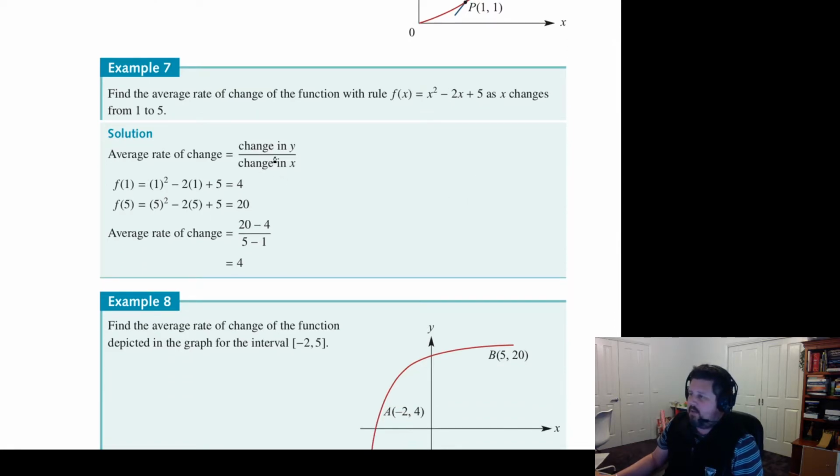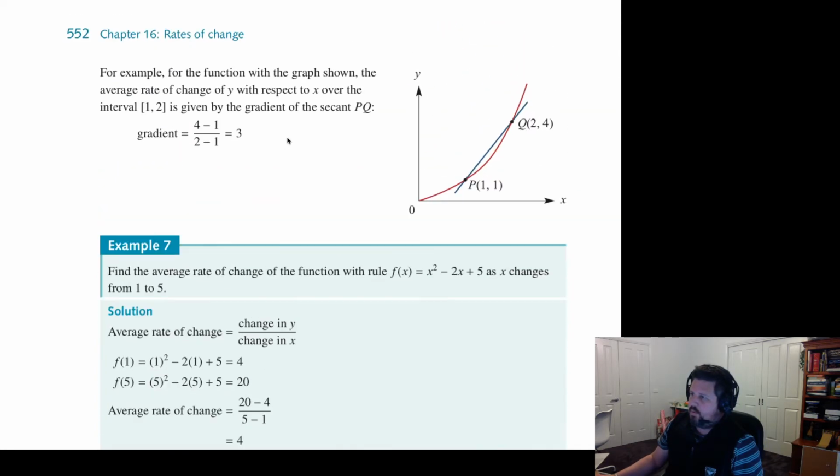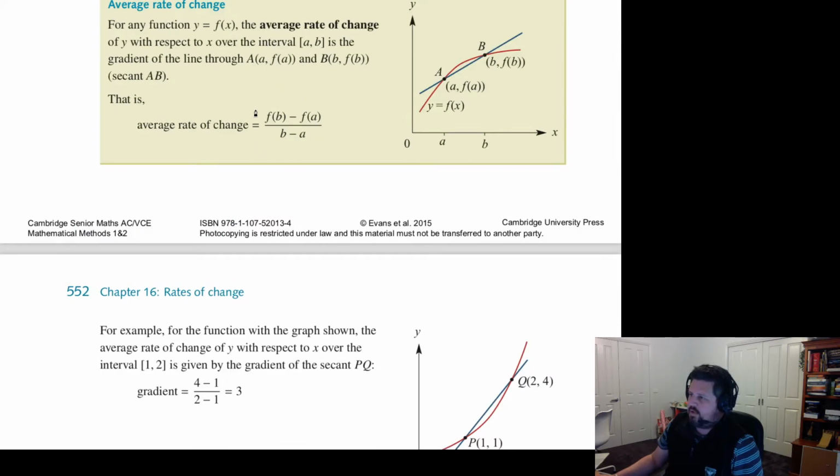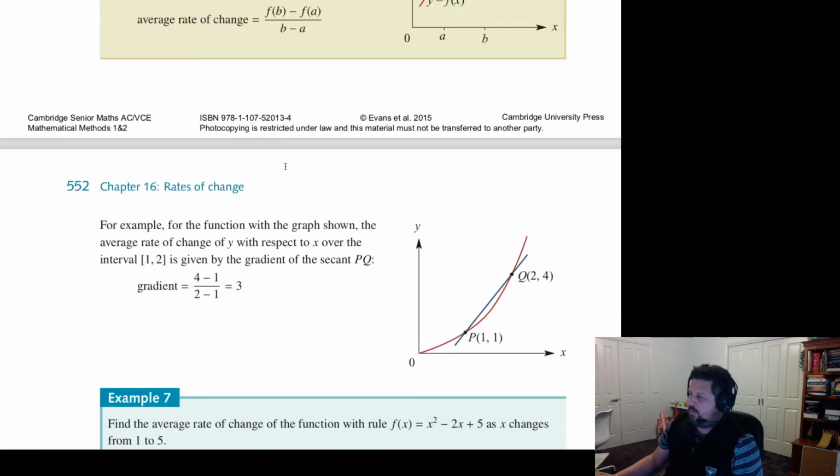It says here, find the average rate of change of the function with the rule f of x equals x squared, take away 2x plus 5, as x changes from 1 to 5. So again, what we need to do is work out the average rate of change, which we know is the change in y, whether you want to use this notation here or you want to remember it as y2 take away y1 over x2 take away x1.